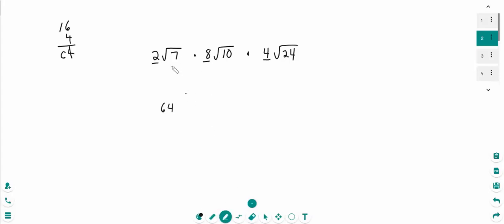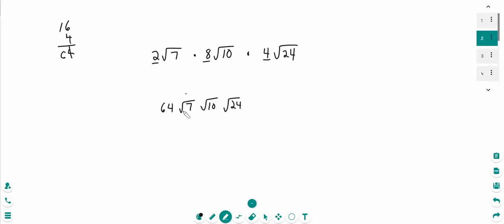Now for our radicals. So we have the square root of 7 times the square root of 10 times the square root of 24. Before I actually multiply these out, maybe I'll write them: square root of 7 times the square root of 10 times the square root of 24. It's actually a good idea to look at these and see if you can simplify them any more.